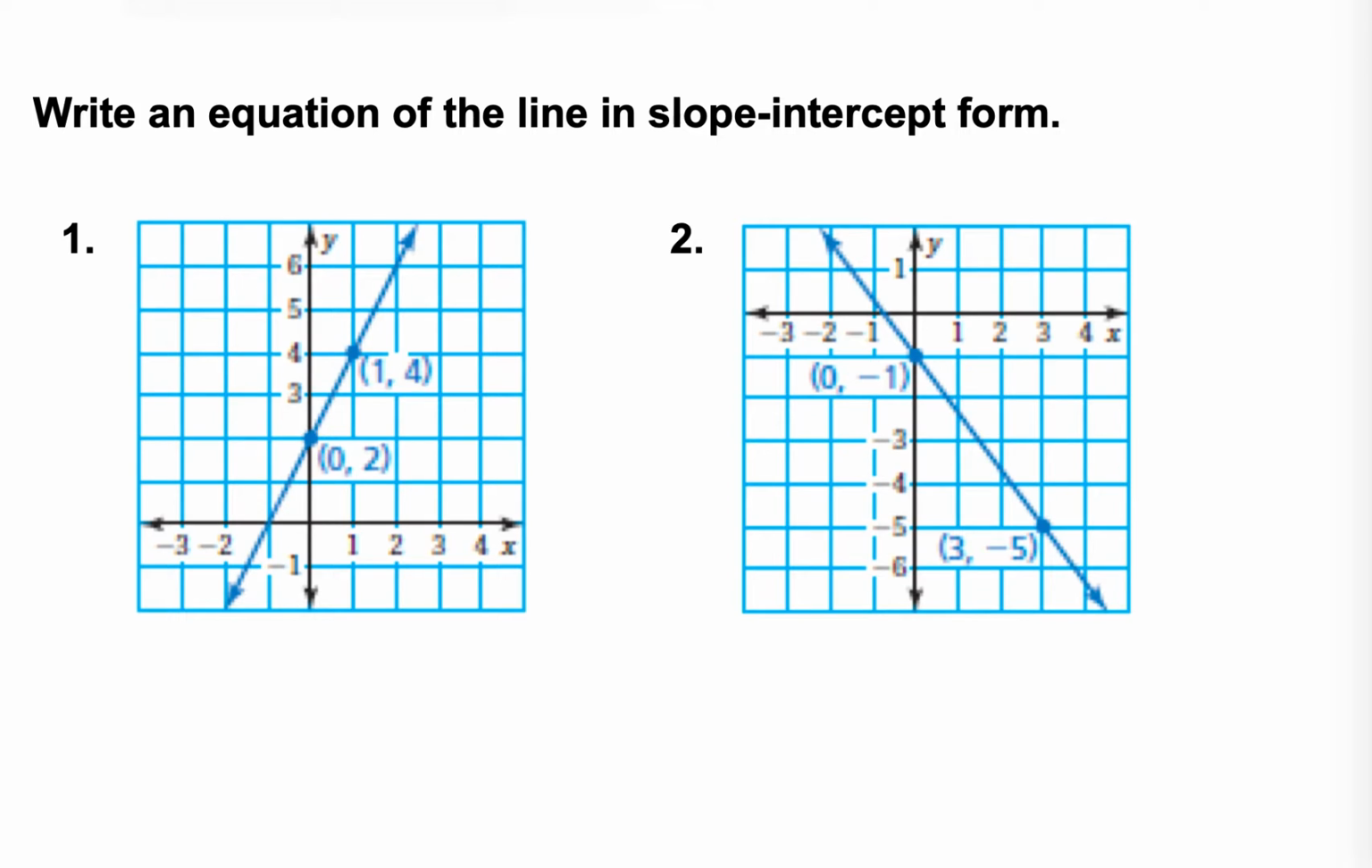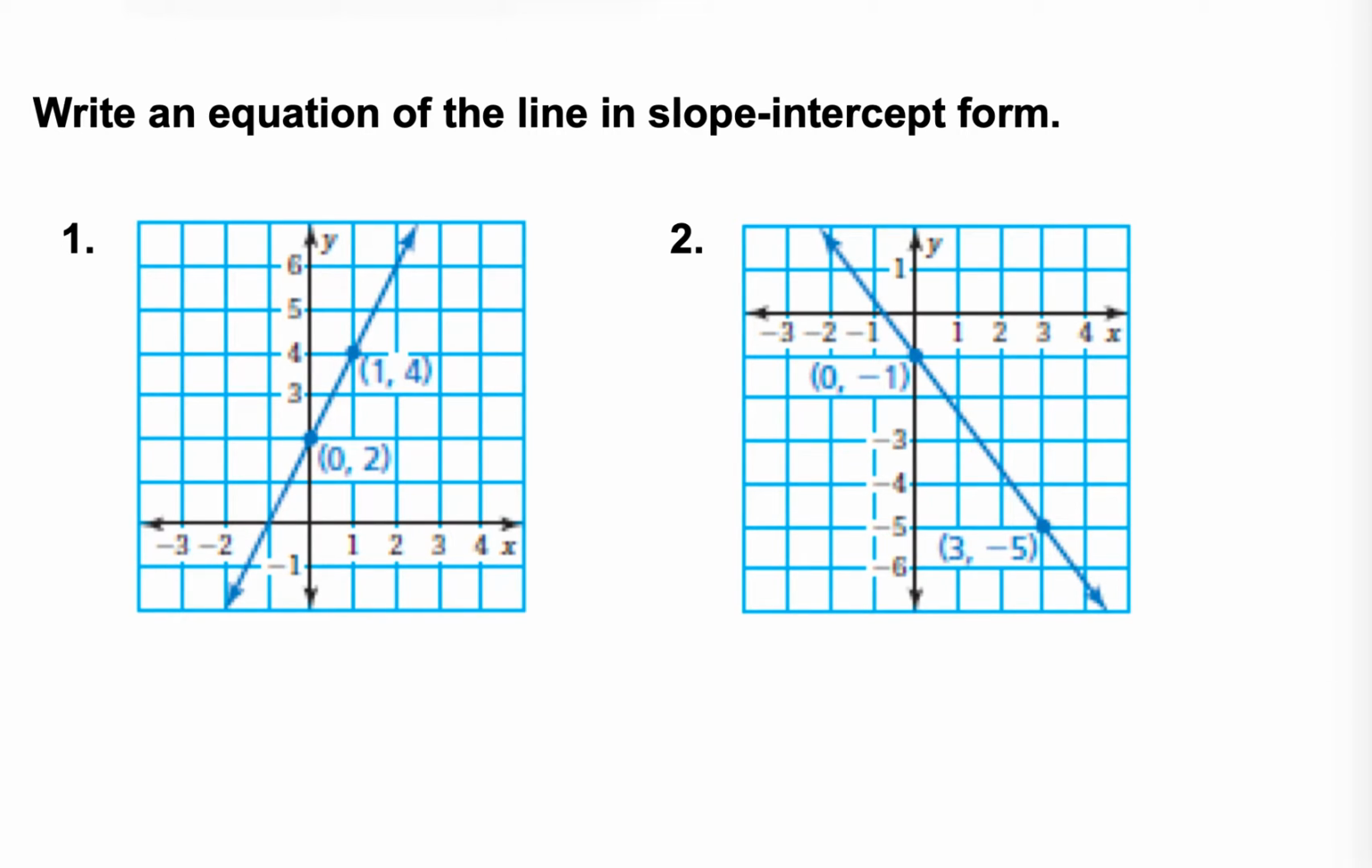Okay, here are 2 more graphs for you. For each one you need to identify what the slope and the y-intercept are, and then use those 2 things to find your equation written in slope-intercept form. Go ahead and pause the video and write down what you think the equation is for each graph.